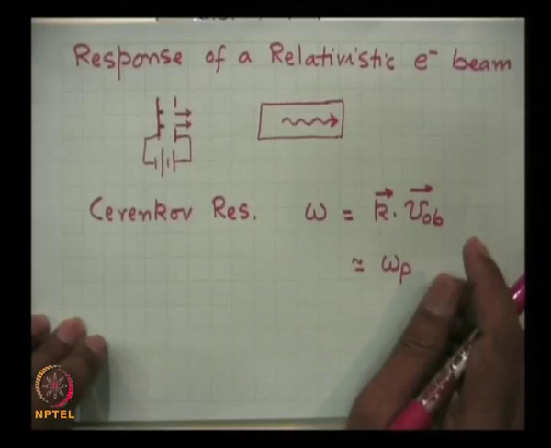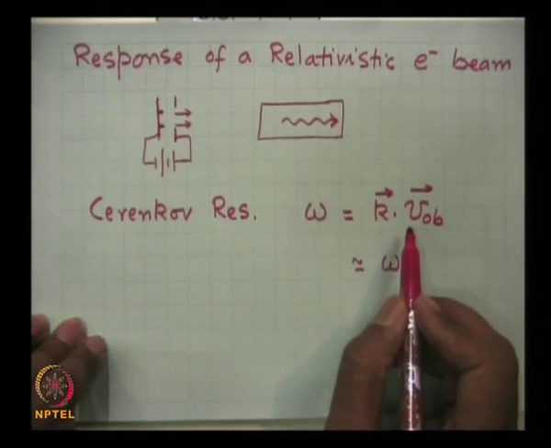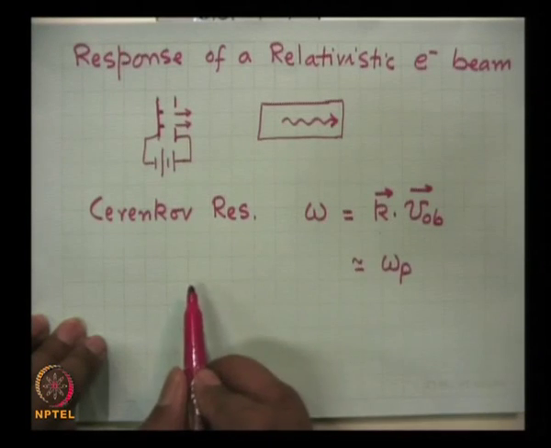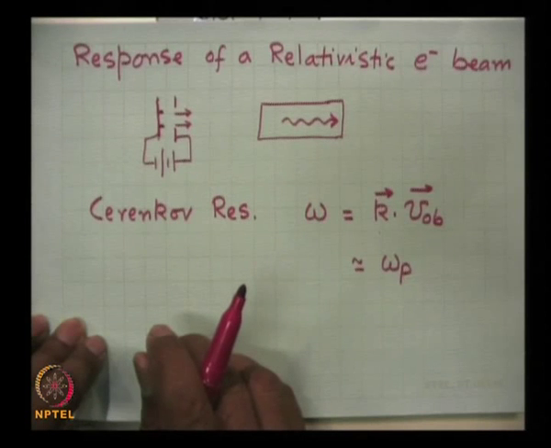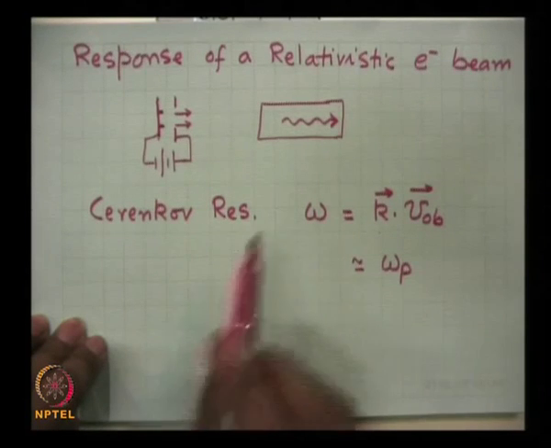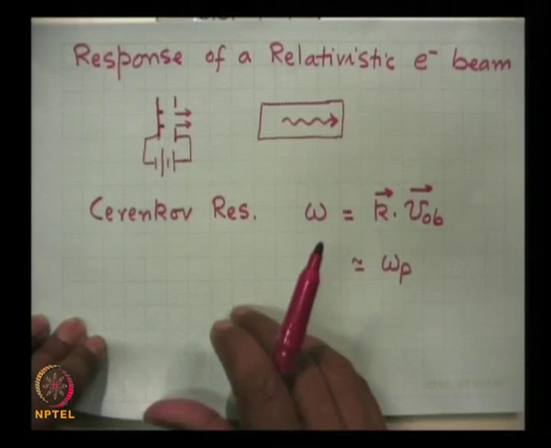In the last few years, a lot of experiments have been done with electron beams which travel with velocities close to 0.9 c, 0.95 c, 0.99 c, and they found generation of very large amplitude plasma waves that can be used to accelerate the particles.